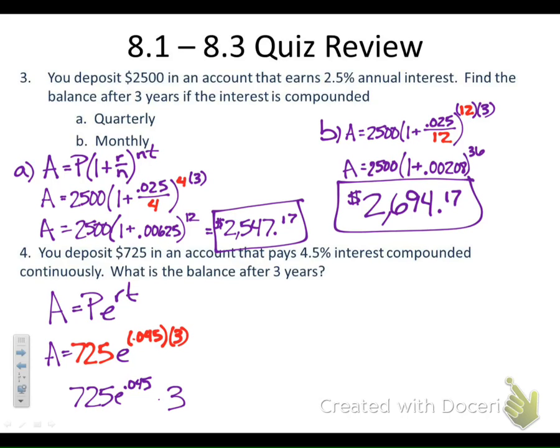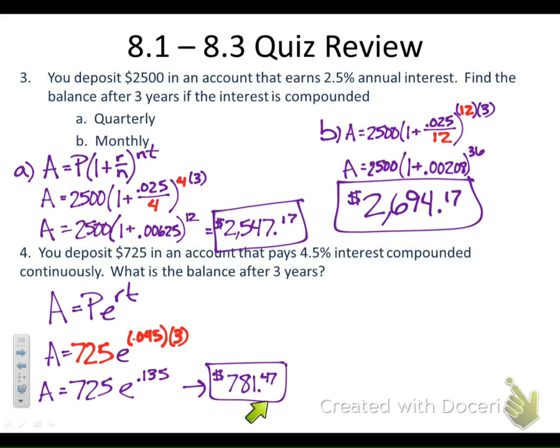Bad thing is I went 3 in the exponent, so my suggestion is take 0.045 times 3 first, clean that up. We clean it up and then let's compute it. So let's see, we go from 725 to 781. Okay, so 829.79. We went from 725, compounding continuously, gets it up to $800. Sounds about right.